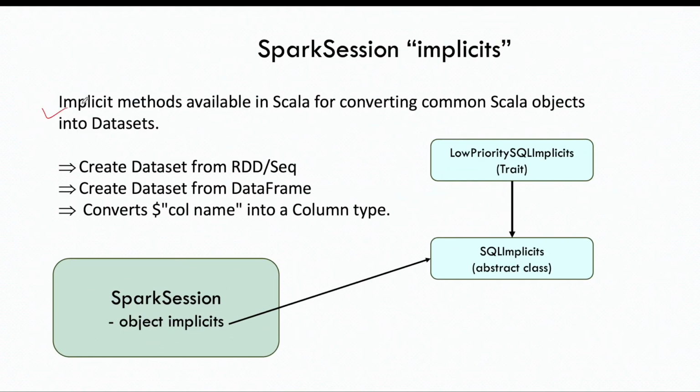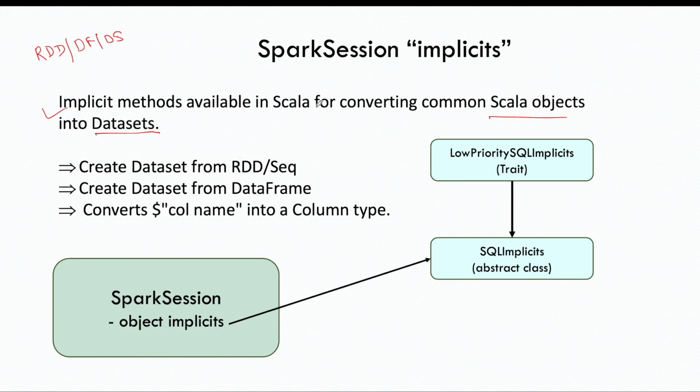So implicits are the methods that are available in Scala. They help us in converting the common Scala objects into datasets. Now you must be aware of the difference between RDD, data frame and datasets. If not, I'll explain those in a different video.